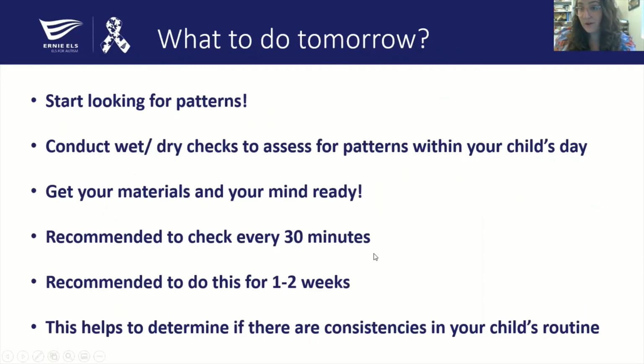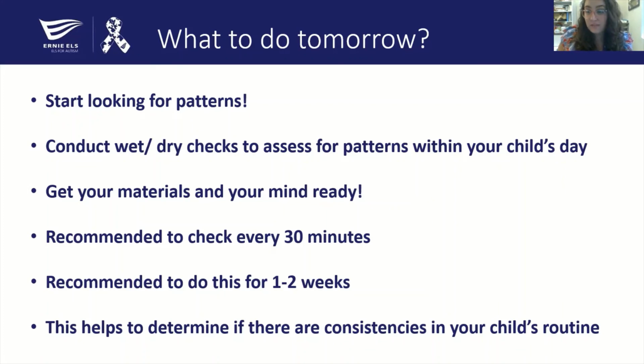So what can you do tomorrow? If you're wanting to start this with your child, or wanting to give support to somebody who is toilet training at home, or even toilet training at school, start looking for patterns. That's the best place to start, looking at patterns to see what the wet dry checks are showing you. So you're going to conduct those wet dry checks and assess for patterns within your child's day. Get your materials and your mind ready. And I, again, recommend checking every 30 minutes. I'm recommending for you to do this for 1 to 2 weeks. And again, this helps to determine the consistency in your child's routine.